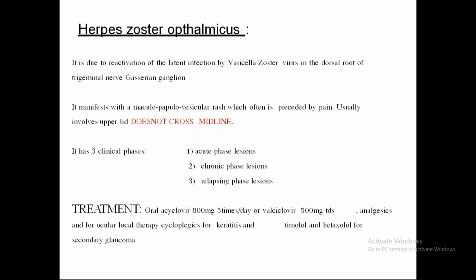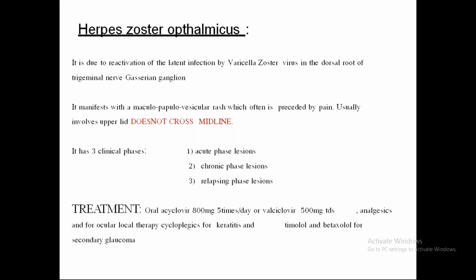TDS, along with analgesics, because the patient will be having very severe pain, and also cycloplegics because there is keratitis involving the stroma. To reduce the pain, we have to definitely include cycloplegics in our treatment. Along with that, timolol or any anti-glaucoma drug to reduce secondary glaucoma, because it involves the stroma in the cornea.